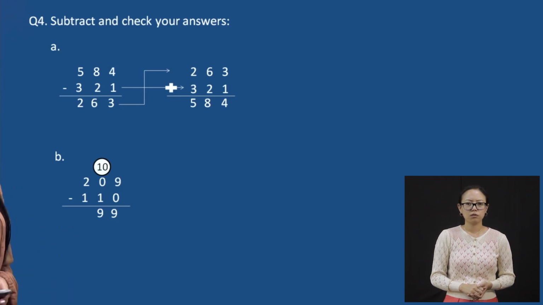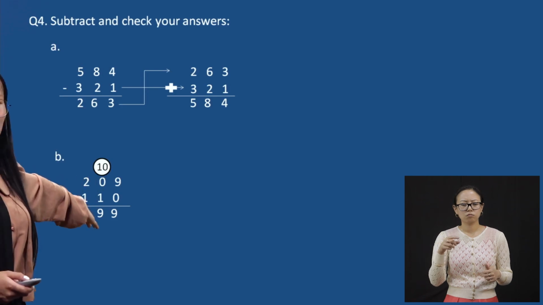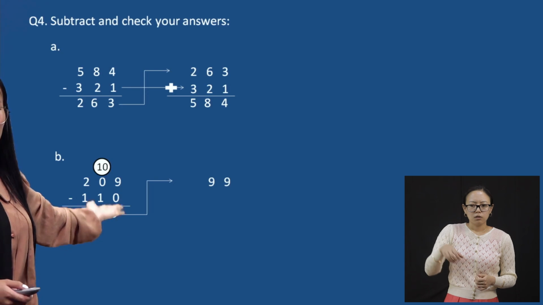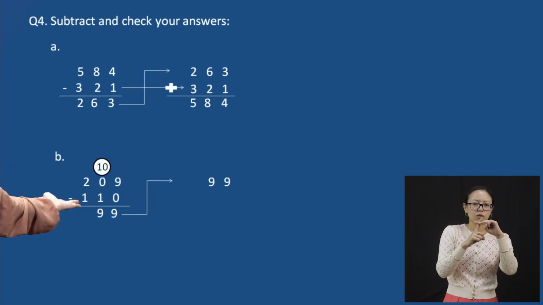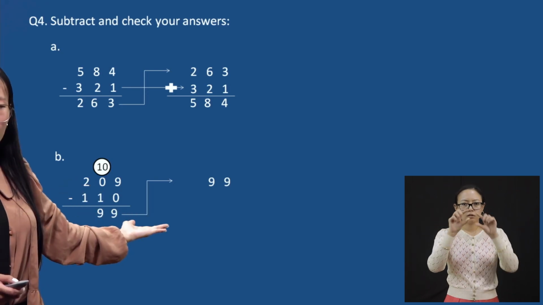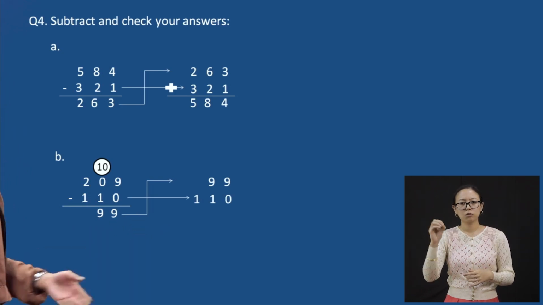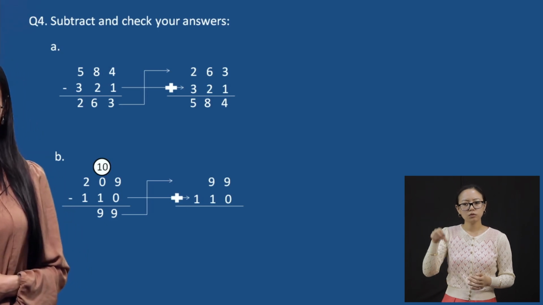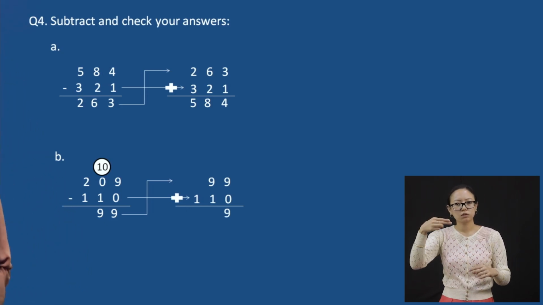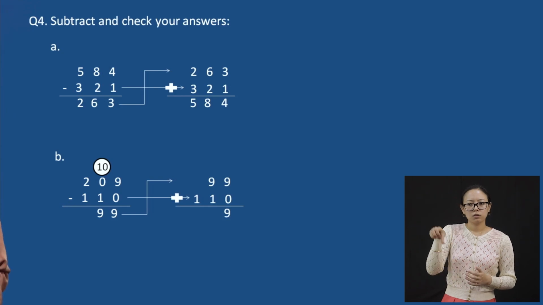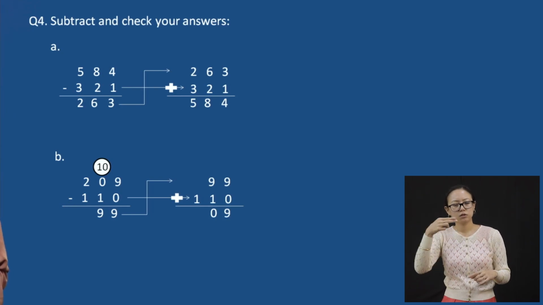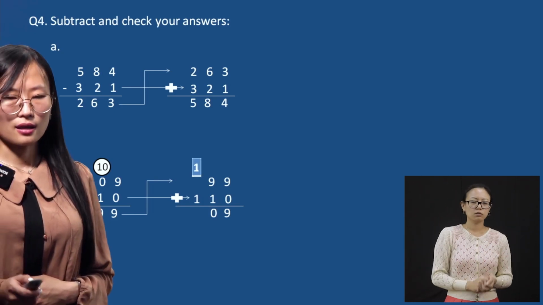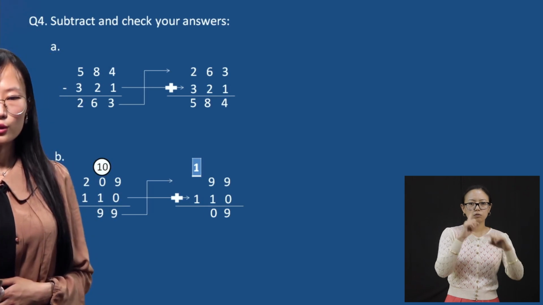Now again, same as the previous question, the answer, or the difference, will be at the top. The second number, or the subtrahend, will remain at the same place. Now you will add these two numbers. So 9 plus 0 is 9. 9 plus 1 is 10, which you will write 0 in the tens place, and 1 will be carried over to the hundreds place. So 1 plus 1 is 2.